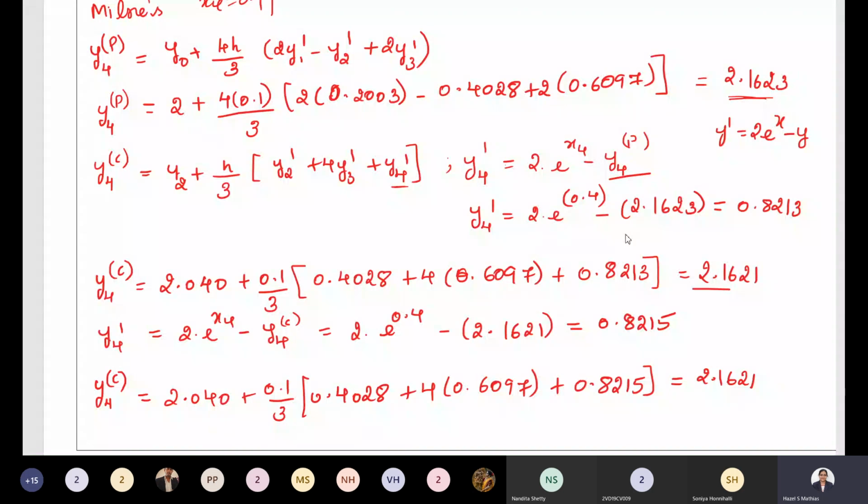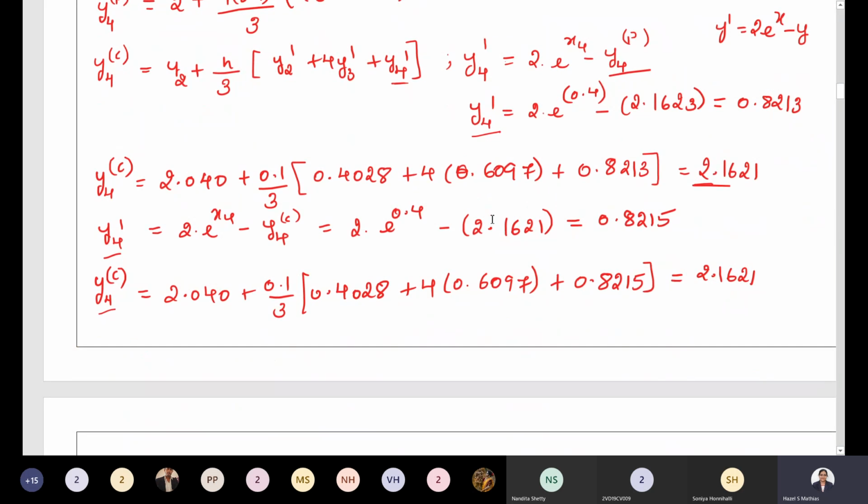So first we need to apply the predictor formula. Then in order to calculate the corrector formula, we need to find what y4 dash is. Then find that and substitute in the corrector formula. You will get the corrected value. So apply the corrector formula again by finding out y4 dash. Then you use the corrector formula for y4 so that you get the solution of the differential equation using Milne's method. That is, y of 0.4 value will be 2.1621. Is it clear, everyone?